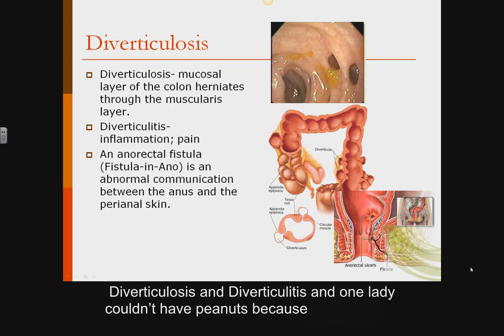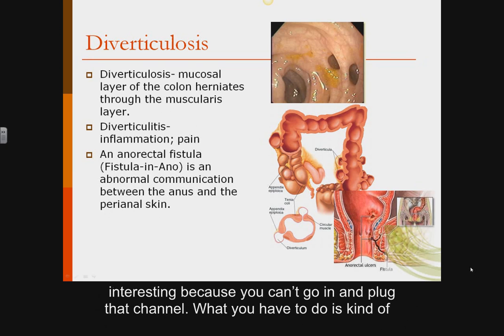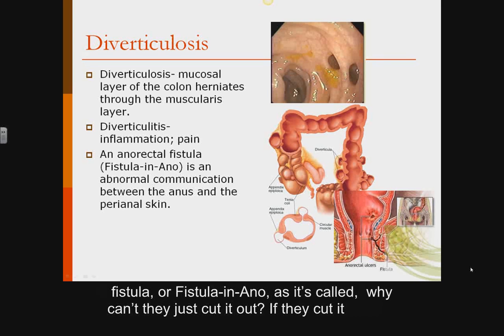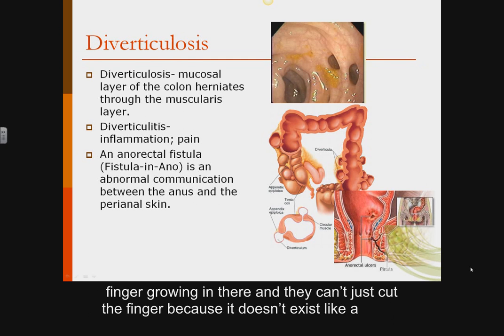And the interesting surgery to fix this, it's interesting because you can't go in and plug that channel. What you have to do is kind of fillet it open and let it heal again on itself. And most students ask me with this anal rectal fistula, or fistula in ano as it's called, why can't they just cut it out? If they cut it out, it would make a bigger tube, a bigger hole. Students start to realize it's like a finger growing in there, a finger hole, if you will. And they just can't cut that hole out because then it doesn't exist like a finger out pocketing.